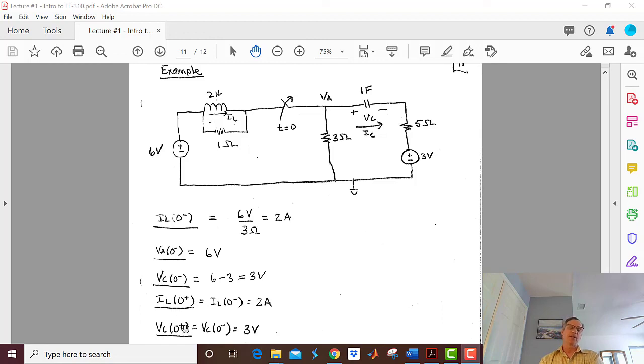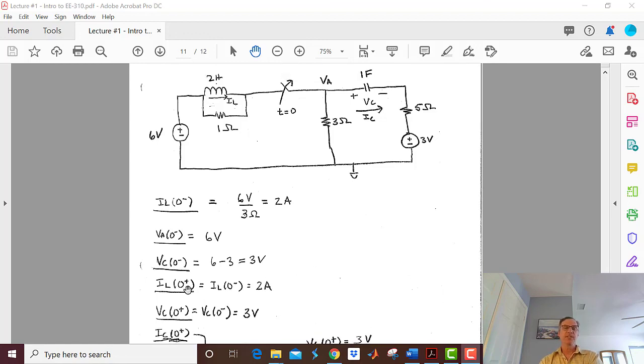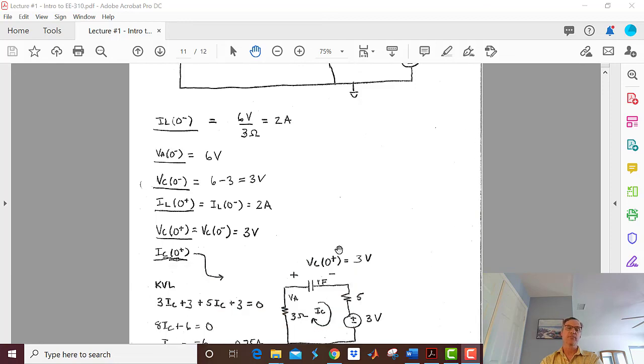So now I sub L at 0 plus. That's easy. Our rule says that I sub L of 0 plus is equal to I sub L at 0 minus, which is equal to 2 amps. Done. VC at 0 plus is going to be equal by our rule to VC at 0 minus, which equals 3 volts. VC 0 minus is 3 volts. VC 0 plus is 3 volts.